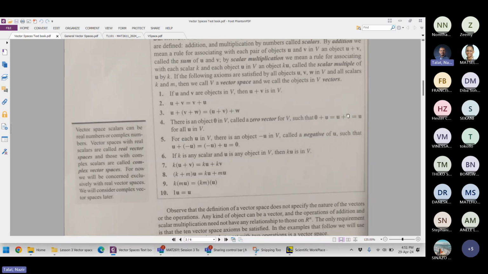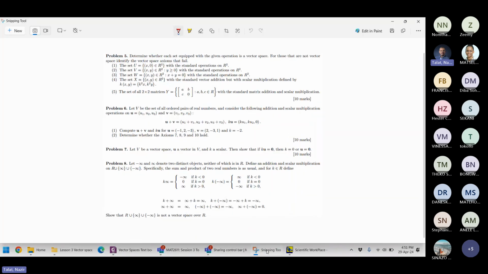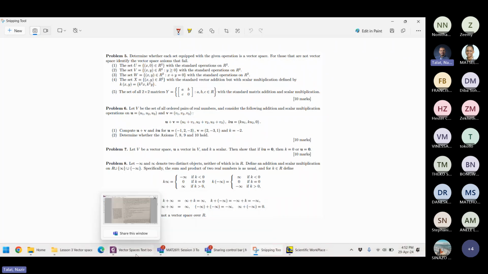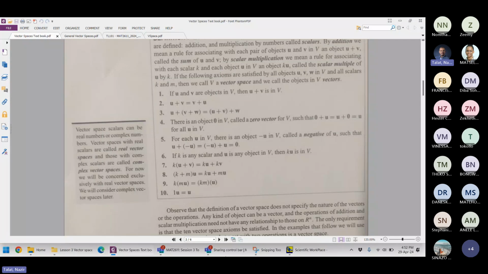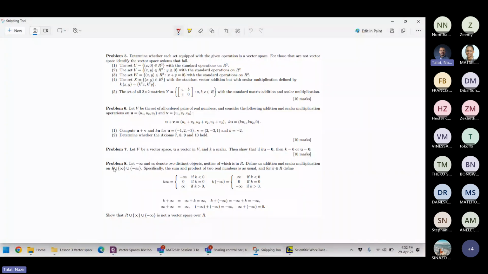I'm also asking about property number 4, which also is violated because there is no constant 0 that will hold for that. So if you see this kind of thing in problem number 8, you will see that there are certain properties or axioms which don't hold for that extended collection. Hence this collection is not a vector space over R.